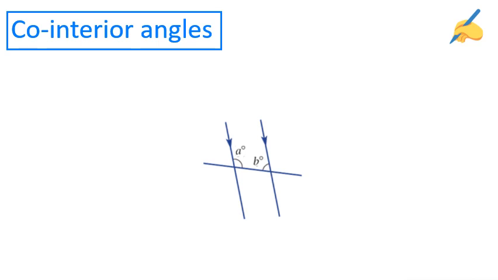The next type is co-interior angles. Co-interior angles add to 180 degrees. So that means this angle here plus this angle here equals 180 degrees. We identify this by a U shape.